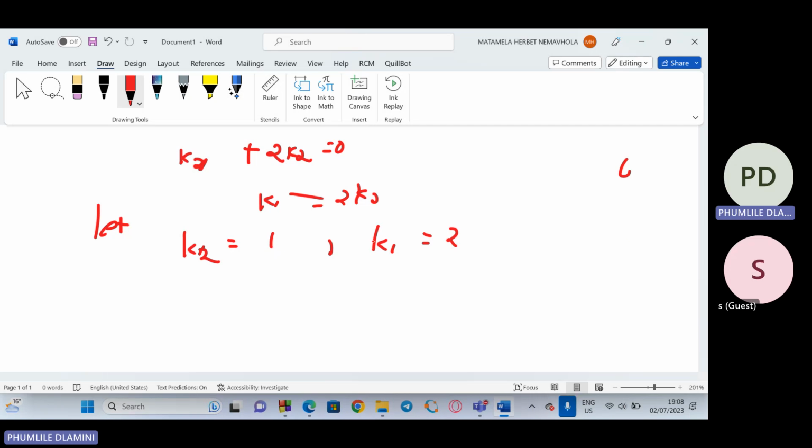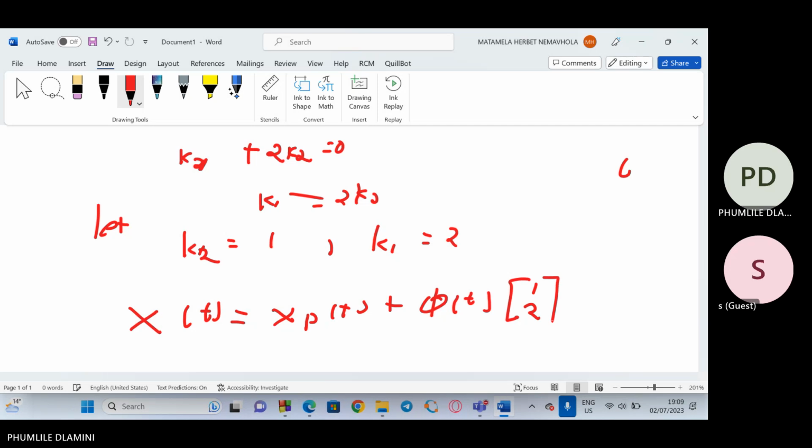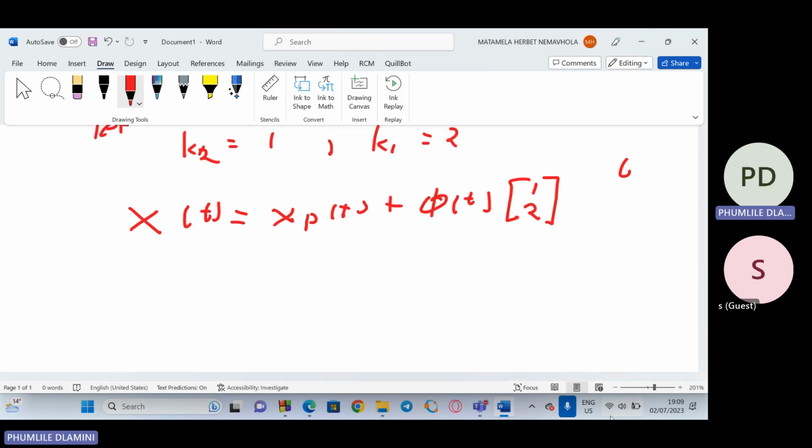So now that we have found these values, 1 and 2, we can write the general formula of x of t. Our x of t is going to be xp of t plus q of t, and then we multiply it with these values, which are 1 and 2. When you have written it in this form, we have just solved that equation. So this is how you solve it.